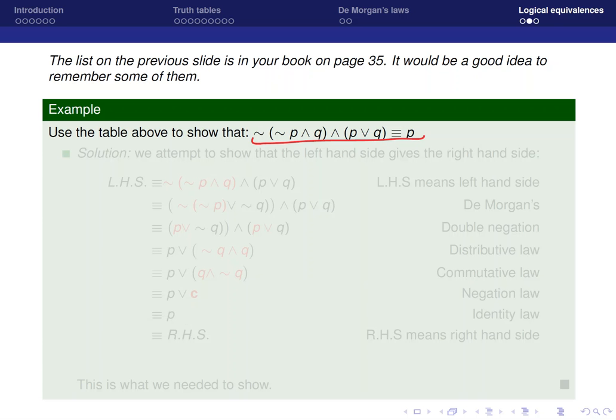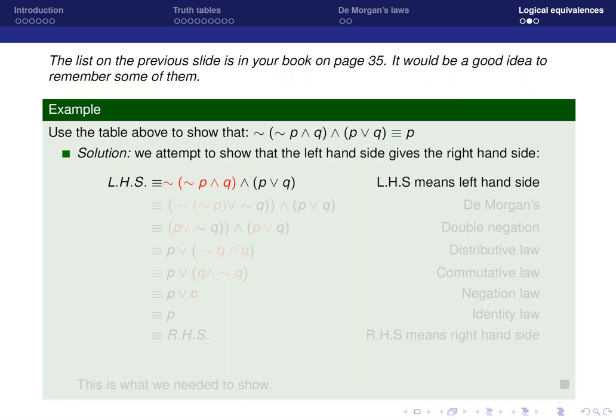Typically speaking, I like to start with the side that looks more complicated. So in this case, the left-hand side. And I try to simplify it as much as possible using the rules to get to the right-hand side somehow. So I begin with the LHS, which is left-hand side. I copy that down. And I try to figure out what I could do to manipulate it in order to make it somehow give me the right-hand side.